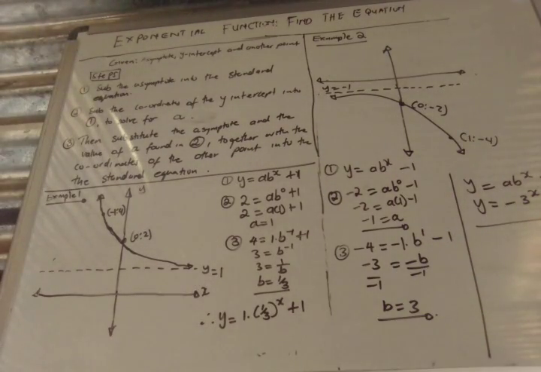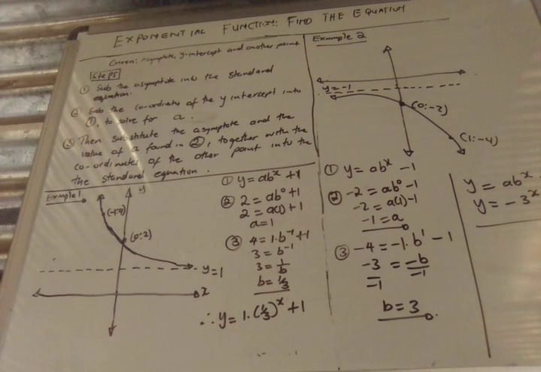Today we're going to be looking at how to find the equation of an exponential function when given an asymptote, a y-intercept, and another point on the exponential graph. There are a few steps that you need to follow.